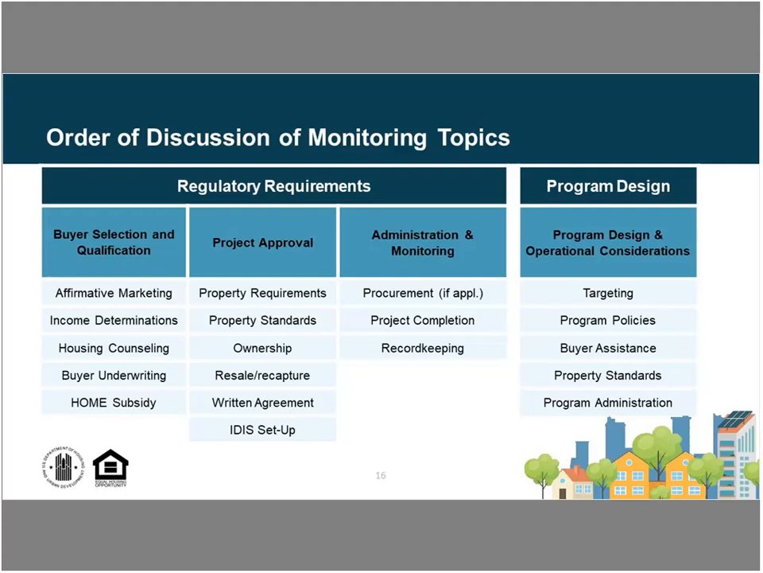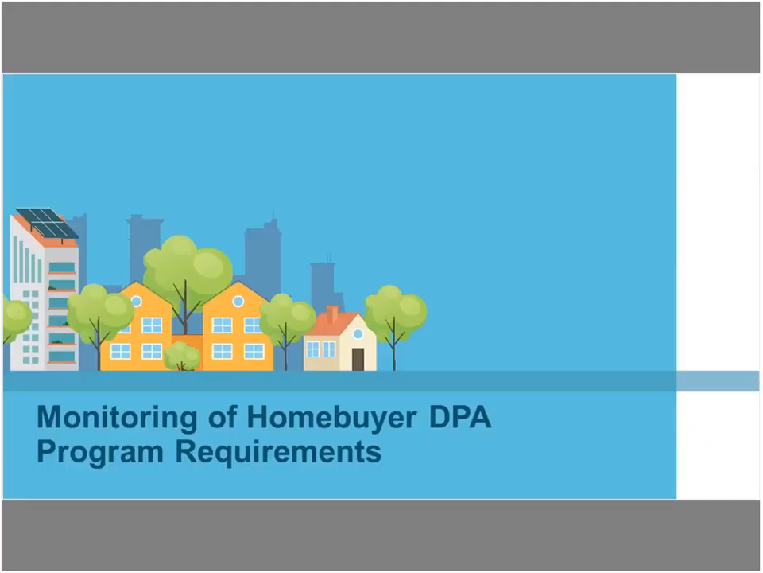So we're actually going to work in three different categories on regulatory requirements. I'm going to cover buyer selection and qualification issues first. Then we're going to talk about project approval second, and then Chris will come on and talk about administration and monitoring, and then take you into the program design discussion and the getting ready for HUD. So that's a fairly standard approach. So let's get rolling.